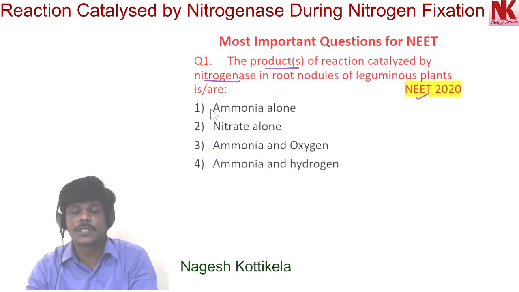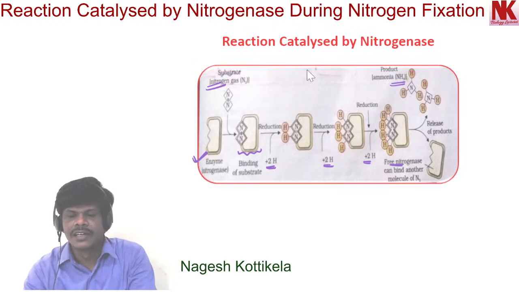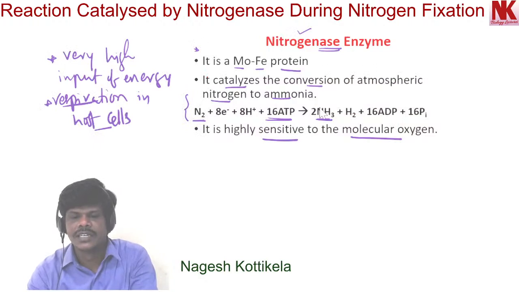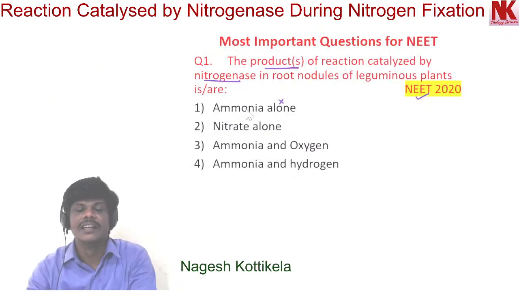Option 1, ammonia alone. This is wrong. What do you find here in this chemical reaction? Do you find ammonia alone? No, you will also find hydrogen. So it is not ammonia alone, this option is wrong.